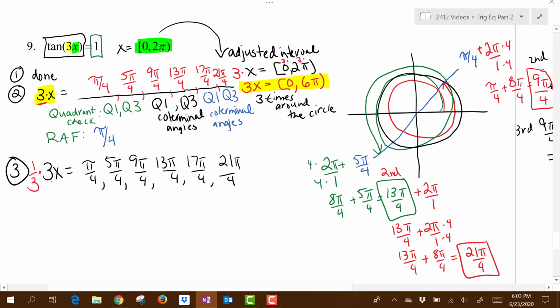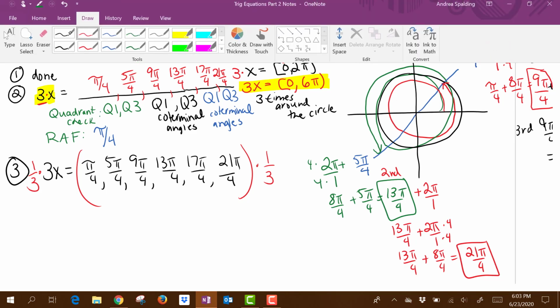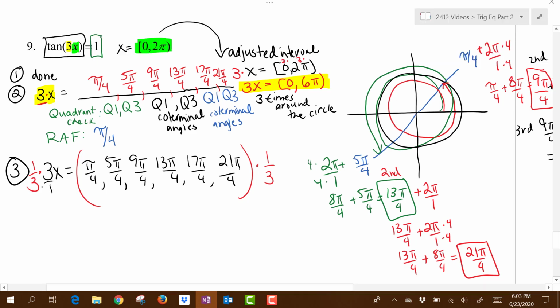So I'm going to multiply here by the reciprocal, and then all of these fractions also multiply by 1/3. On the left side, the 3's cancel. I'm left with 1x, or just x, which is exactly what I want. On the right side, I'm going to multiply every one of these fractions on the top by 1 and on the bottom by 3. It's going to leave the tops the same, but it's going to multiply all those 4's by 3, so I'm going to get 12 for every denominator.